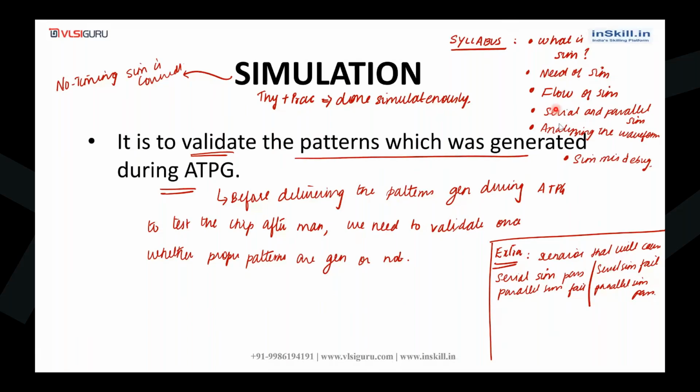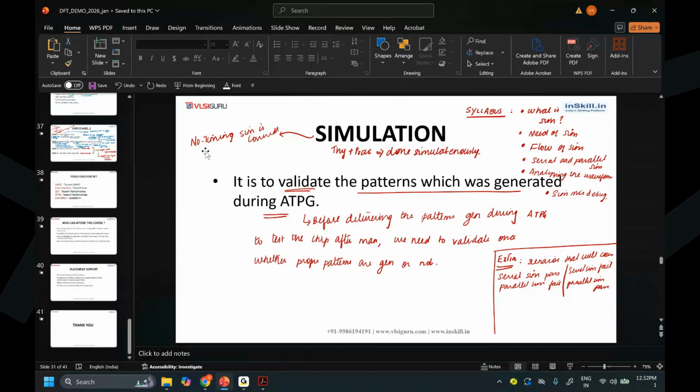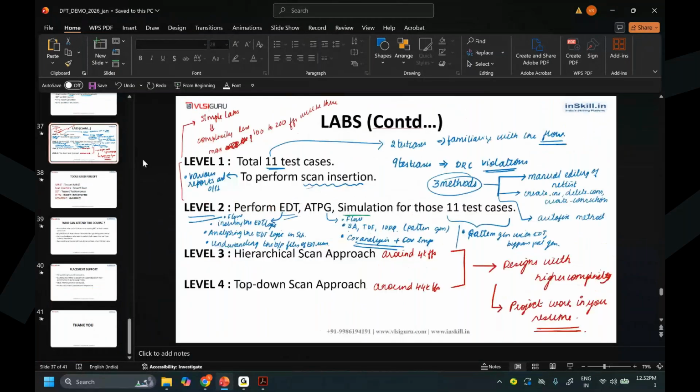The flow of simulation, serial and parallel simulation, analyzing the waveform, simulation mismatch debug, all those things we will be covering as labs in our simulation topic. And for simulation, as of now, only no-timing simulation is covered. And this is what we have regarding the level 1 and level 2 projects.